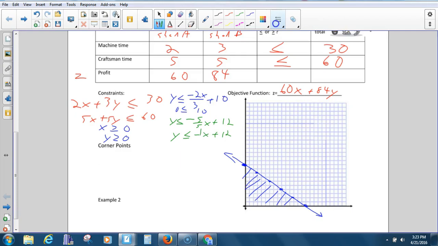But we can think of it as 1 over 1, because that's what we're going to do. We're going to go down 1, right 1. So we're going to start at 12 as opposed to 10. That's going to be right here. And we're going to go down 1, right 1.